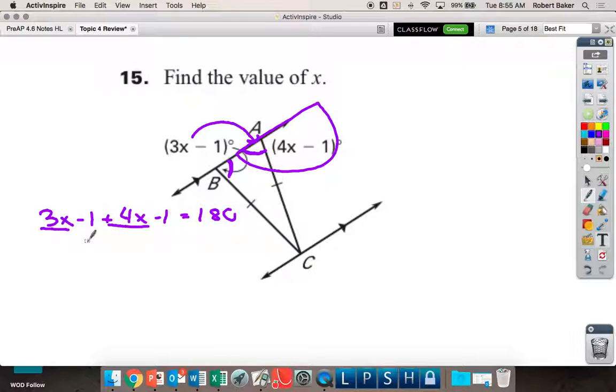Combine like terms. Negative 1 plus negative 1 is negative 2. Then add 2 to both sides.